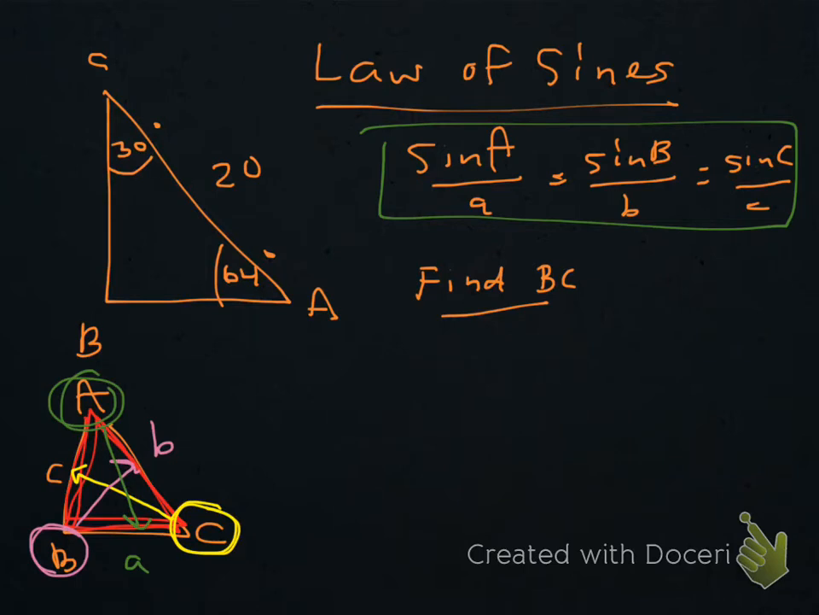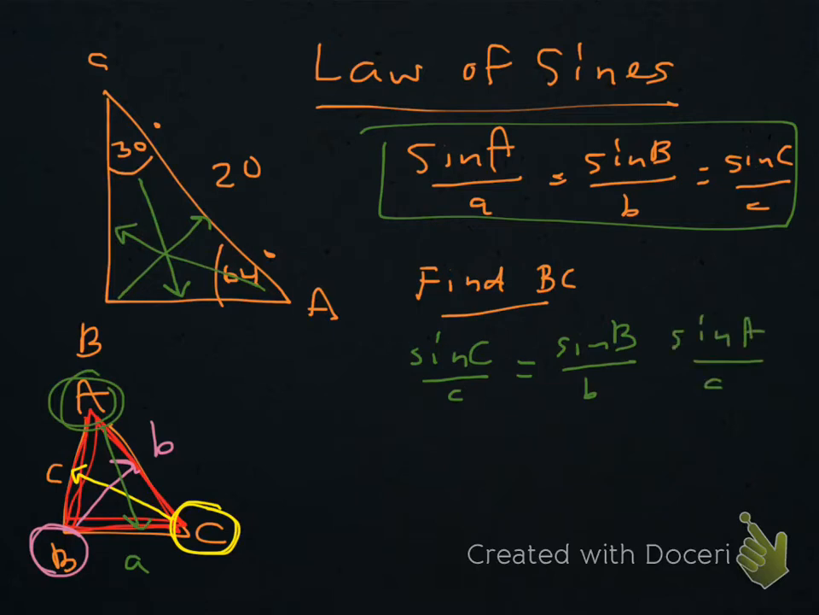So this example here where we're trying to find BC, we're going to look at angle C. So the sine of angle C over this side, which is BC, or AB, sorry, that would equal sine of B over that little b, and then this would equal sine of A over little a.